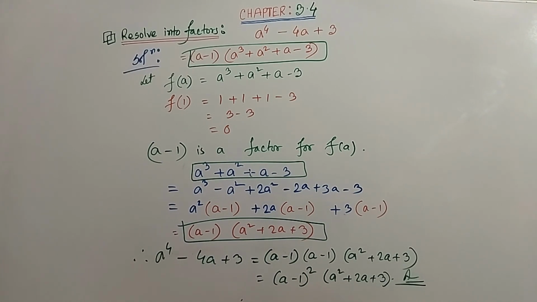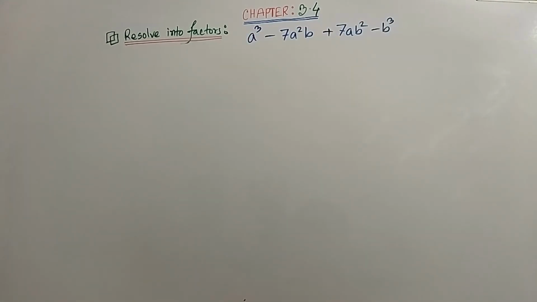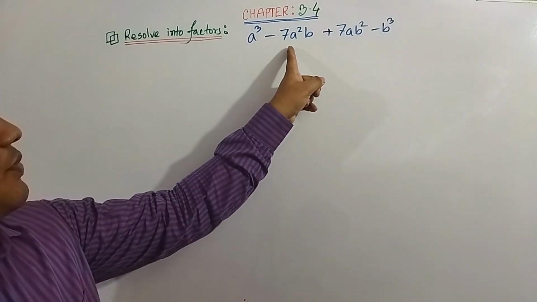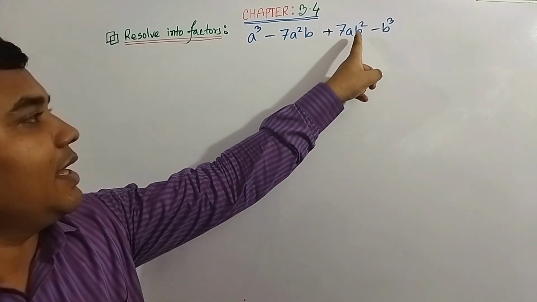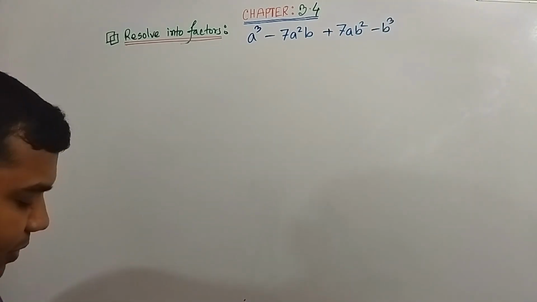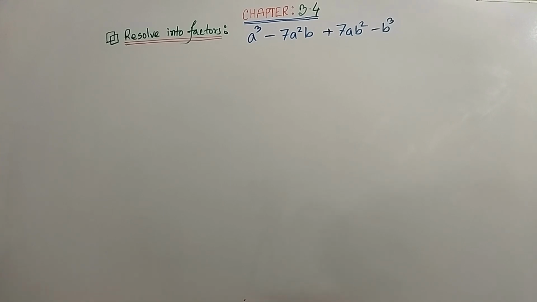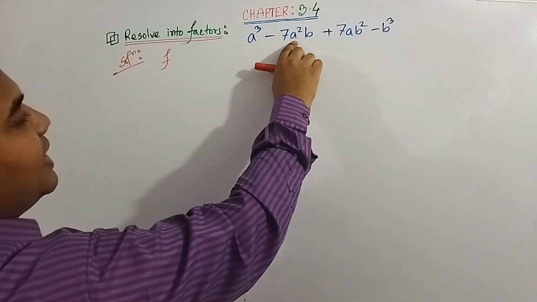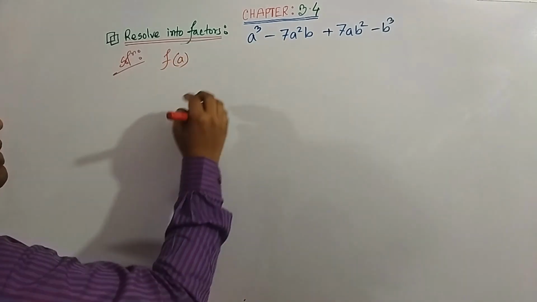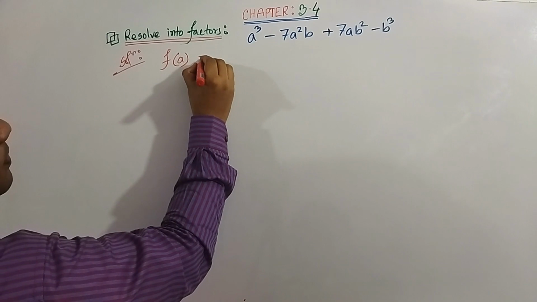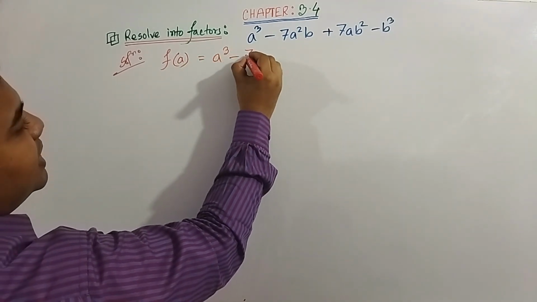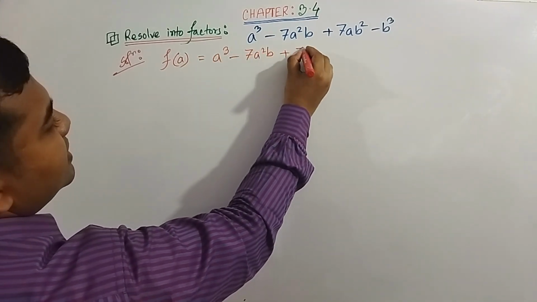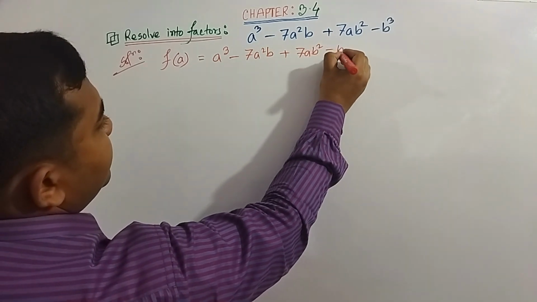Now let's have a look at our last math for this lecture. So dear students, that's our last math for today's lecture. Actually here is given a cube minus 7a square b plus 7ab square minus b cube. First of all, we need to assume it as a function. Since a is the first part, we'll think that this is the function of a. So a cube minus 7a square b plus 7ab square minus b cube.